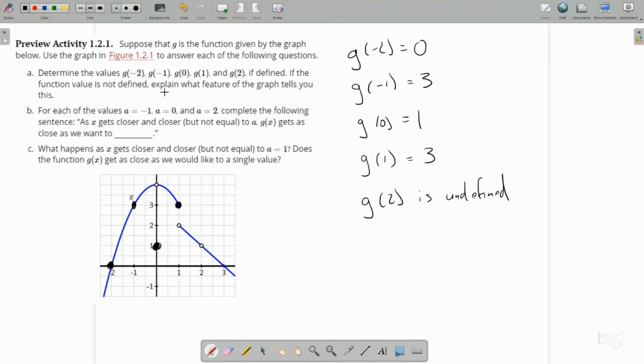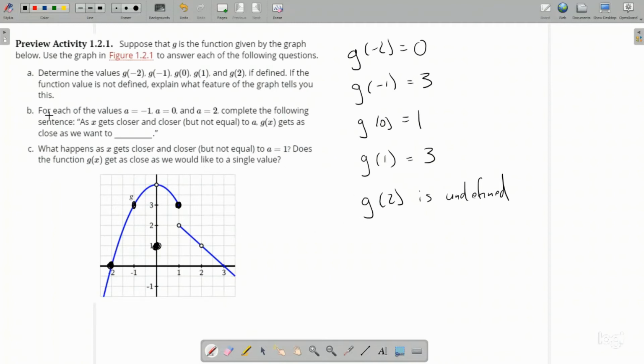If the function is not defined, explain what feature of the graph tells you this. I just said it in words. I'm not going to write it down. But because there's an open circle and you see that there's no point anywhere here, when you try to find the value at 2, there's just no point there to be found.